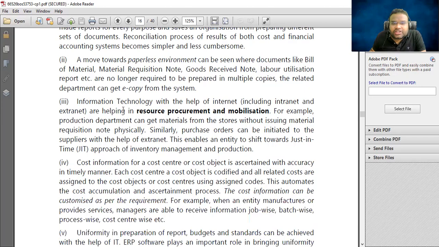Information technology with the help of internet is helping in resource procurement and mobilization. For example, the production department can get materials from the stores without issuing material requisition notes physically, because you prepared soft copies. There are some companies where, if I am a vendor, I am able to see the material position in my customer's place, in their ERP. The ERP will have access to me.